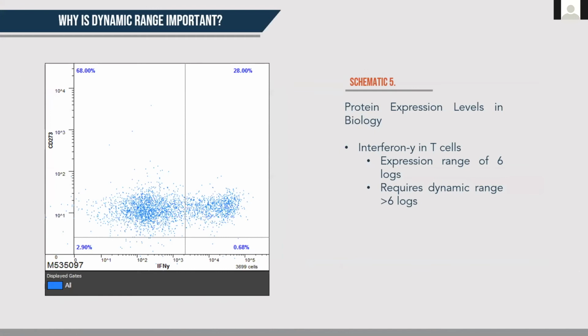So another way to look at this is, of course, with a dot plot. And when you look at a dot plot, you can really see the importance of a high dynamic range measurement in the context of biology and cytometry. We see in this plot here showing the protein expression levels of interferon gamma an expression range that's about 6 logs. So of course, if we want to make this measurement quantitatively, we have to have a detector or a camera that has a dynamic range that's greater than 8 logs to do this quantitatively.